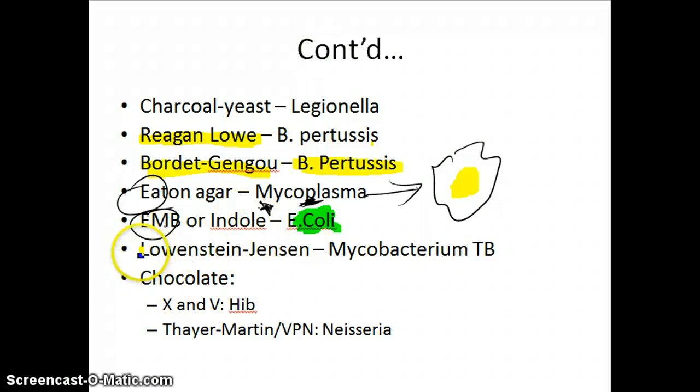Alright, your low-cut jeans or low-waist jeans, TB. Think of a patient comes in with TB, they have on low-waist jeans or something, okay, just to get that in your head. Alright, chocolate agar.